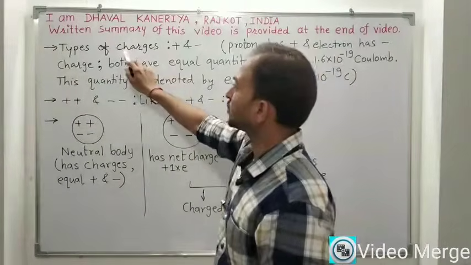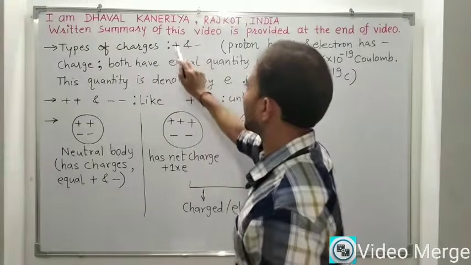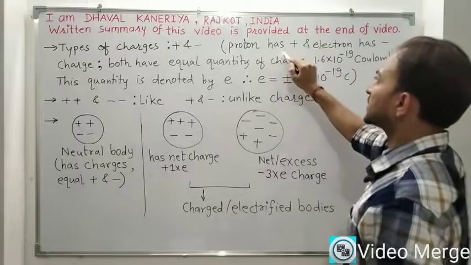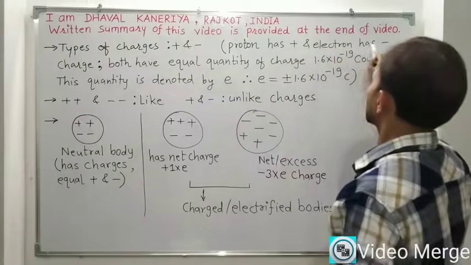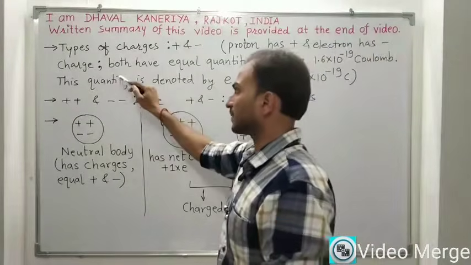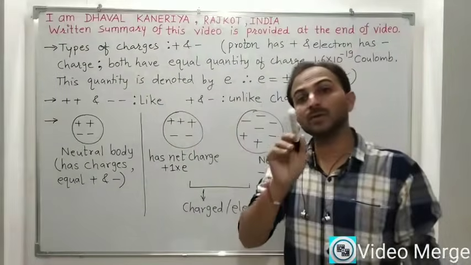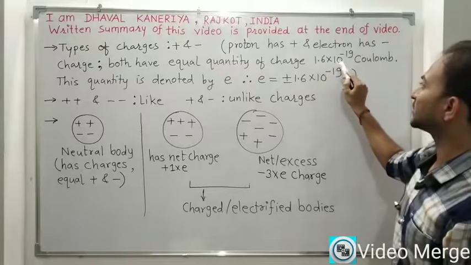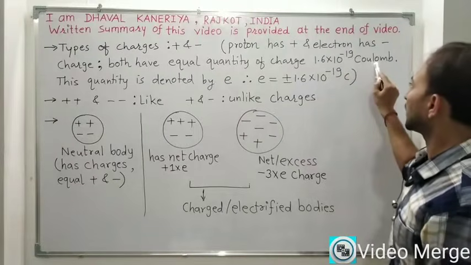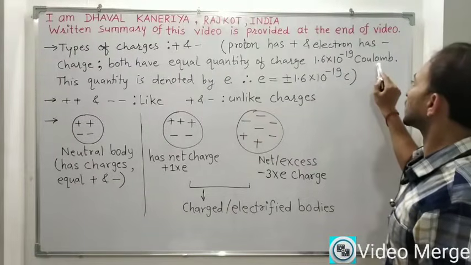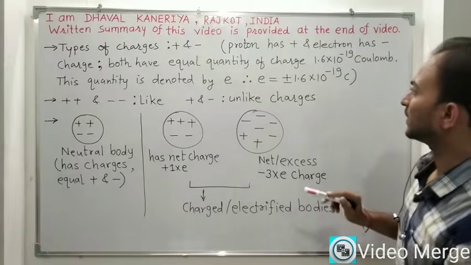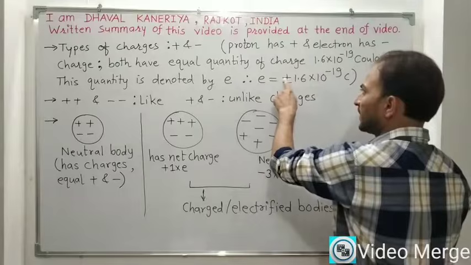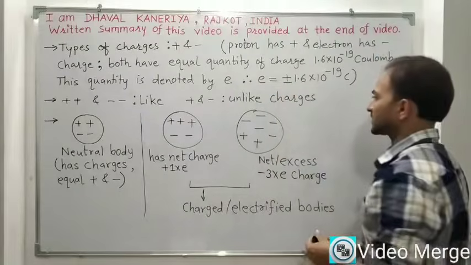So there are two types of charges, positive and negative, plus and minus. Protons have positive and electrons have negative charges. Protons and electrons both have equal quantity of charge. This quantity is 1.6 into 10 power minus 19 coulomb. Coulomb is SI unit of charge. And this quantity is denoted by small e. It can be plus or minus.